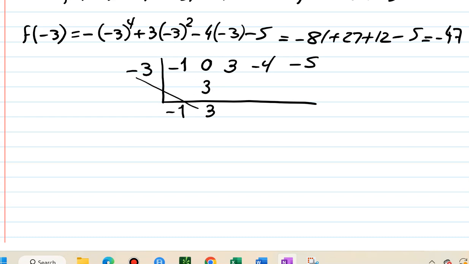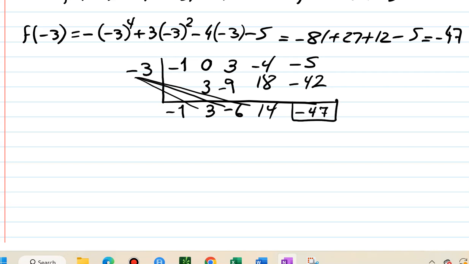Next, you're going to do negative 3 times 3. That's going to be negative 9. And then add, we get negative 6. Then we multiply negative 3 times negative 6. We get 18. 18 and negative 4 makes 14 positive. Negative 3 times 14 is negative 42. And add negative 5 to that, you get negative 47, which is the remainder.